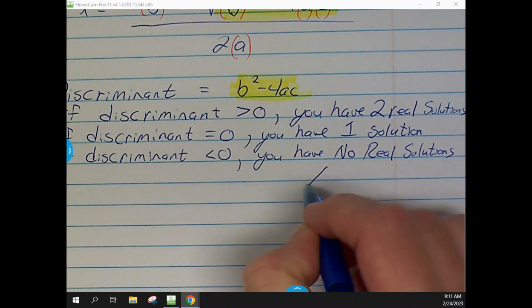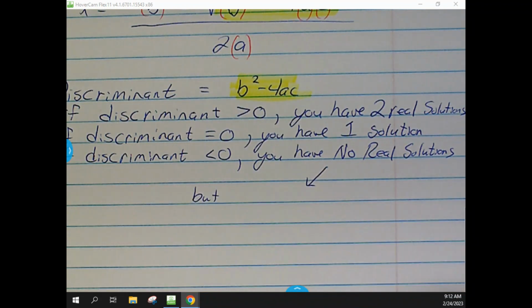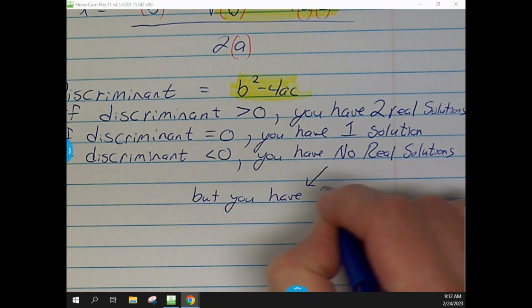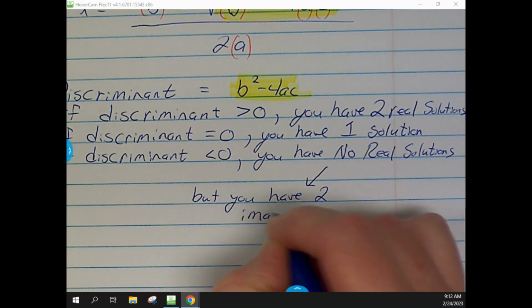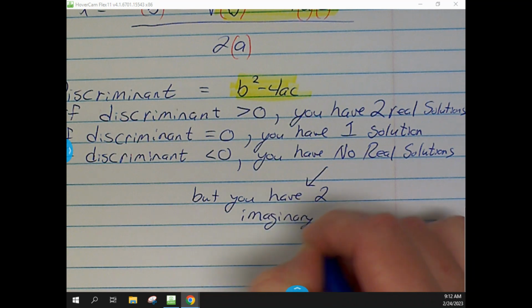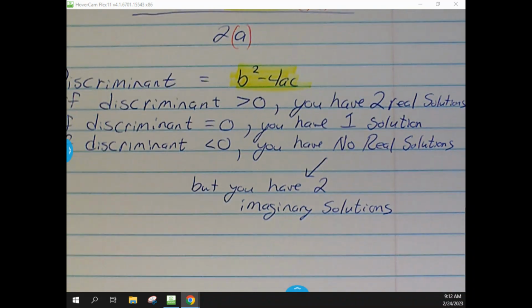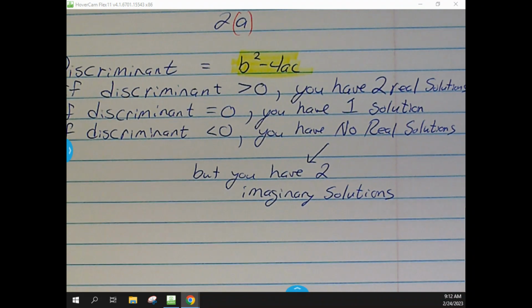But you have 2 imaginary or complex solutions. And that's one of those where sometimes you have to watch and see what they ask for. Because if they ask you just for 2 solutions, and that square root is negative, you could give me the imaginary solutions and it'd be okay. If they say, how many real solutions do you have? Then you'd say, all right, I don't have any. There'd be none for that one.